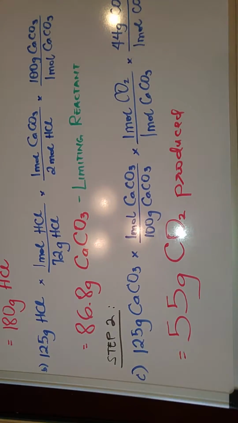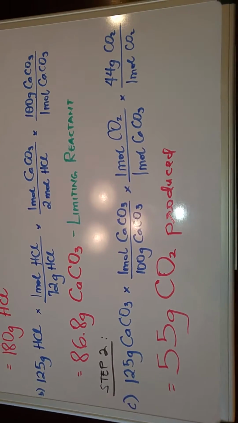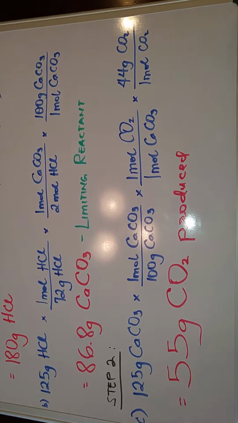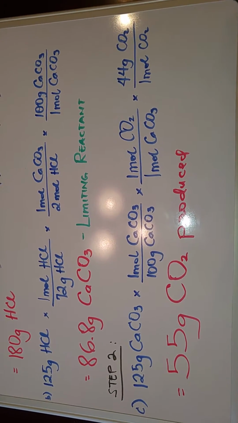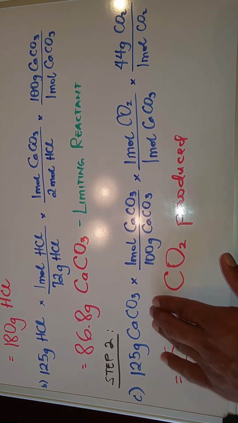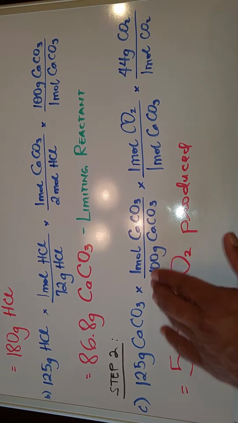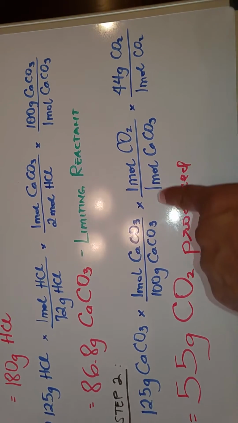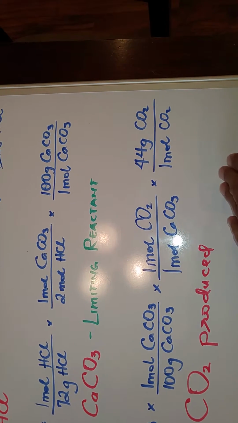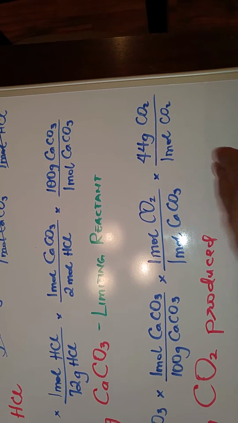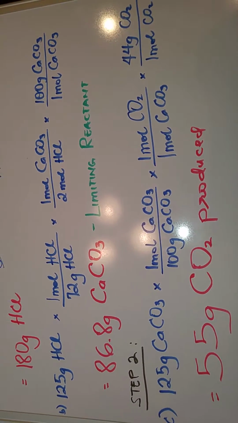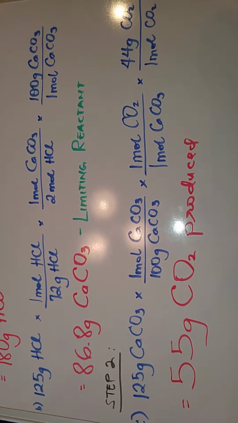Now that we've determined which reactant is the limiting reactant, we can determine how many grams of carbon dioxide are produced by using what was given in the problem, 125 grams of calcium carbonate, converting it into moles, and then using carbon dioxide to determine how many grams are actually produced. We arrive at 55 grams of carbon dioxide produced.